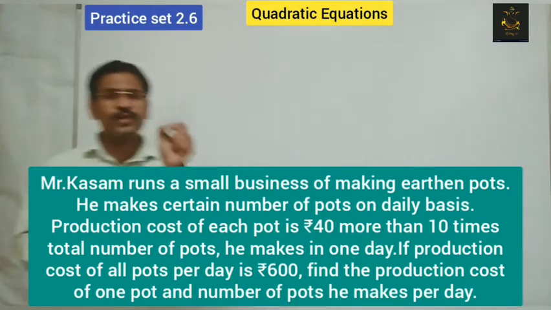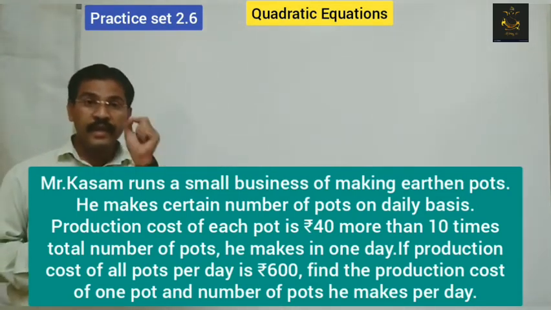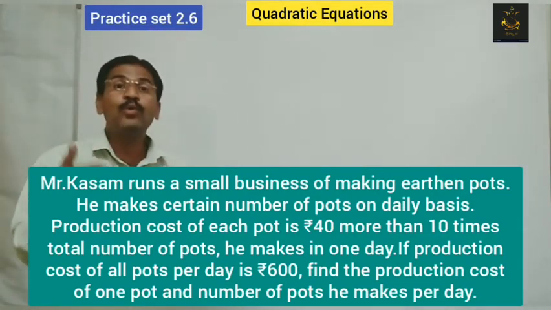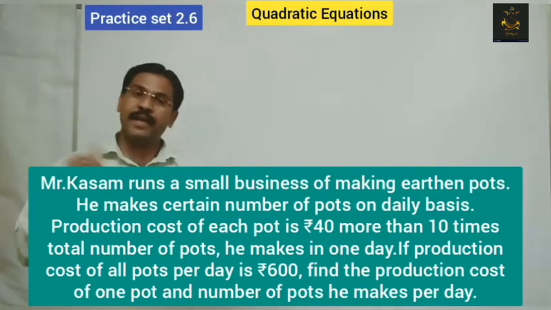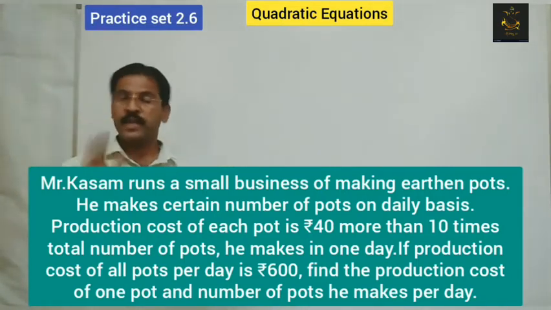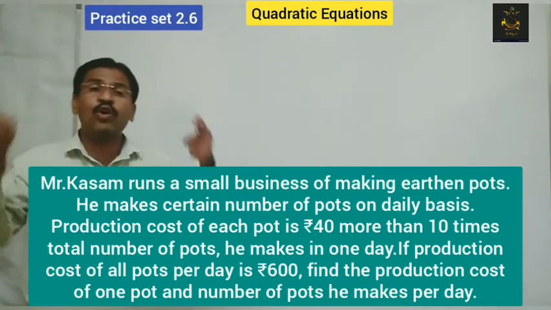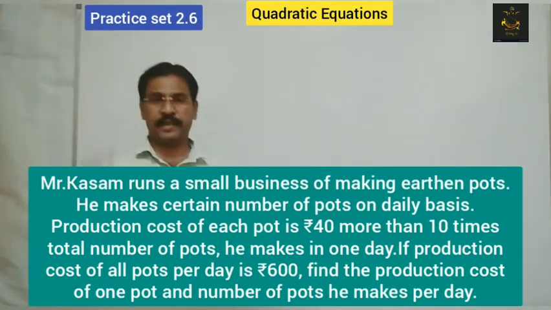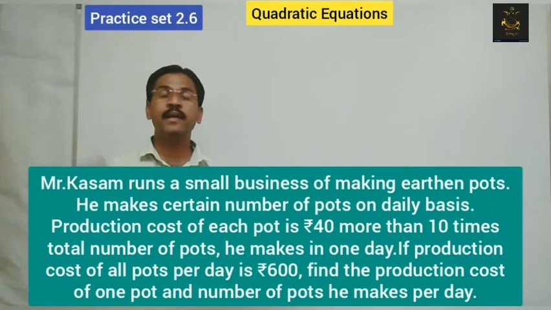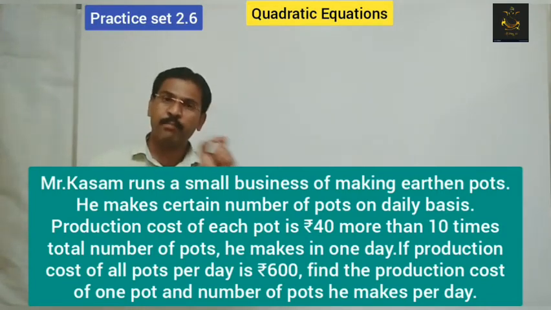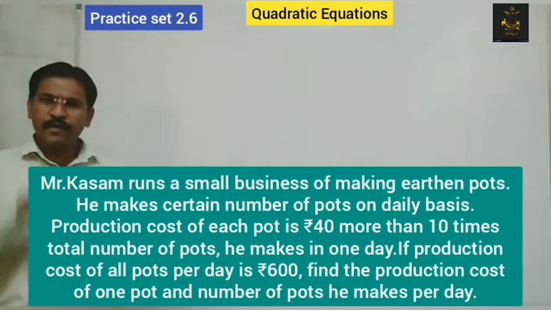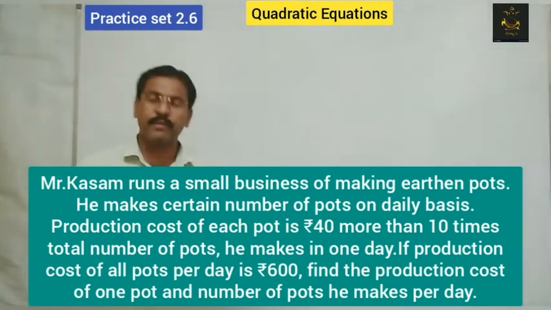The production cost of each pot is 40 rupees more than 10 times the total pots made in one day. Look here, that is very, very important. And after that, the total production cost of all pots made per day is 600. Then we have to find the total number of pots made daily and the production cost of each pot. Now from all this information, first of all we have to know what?